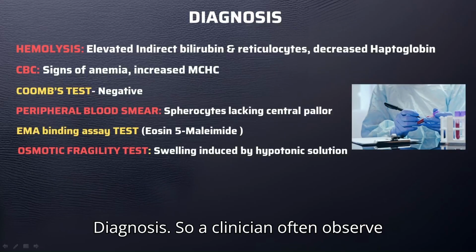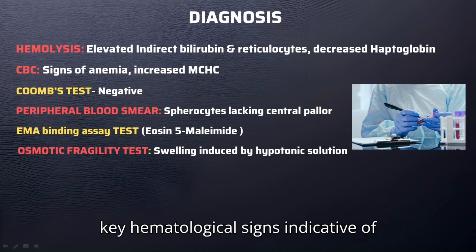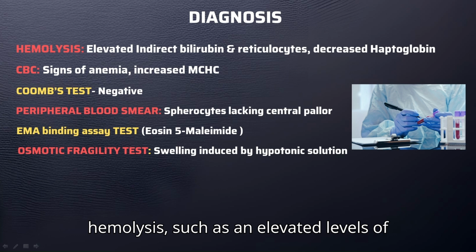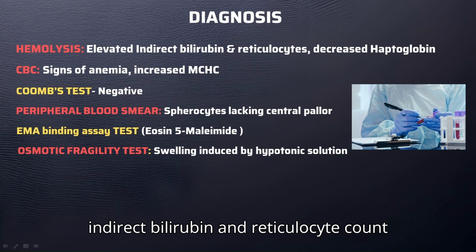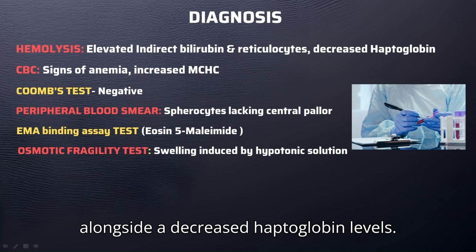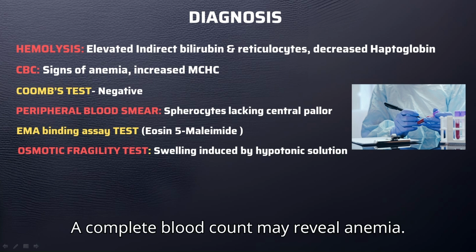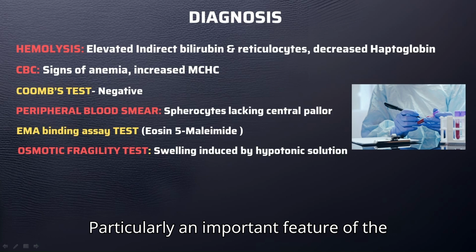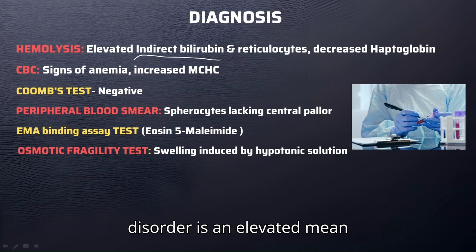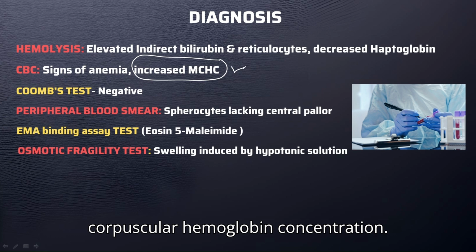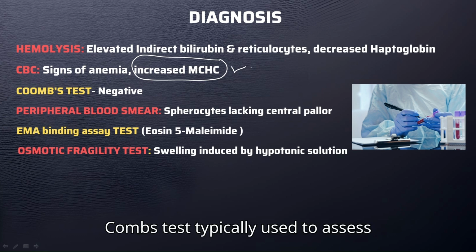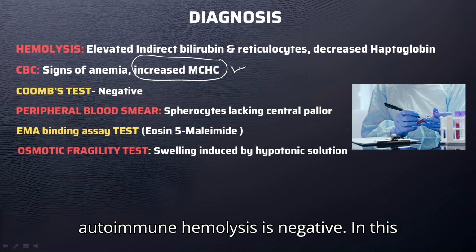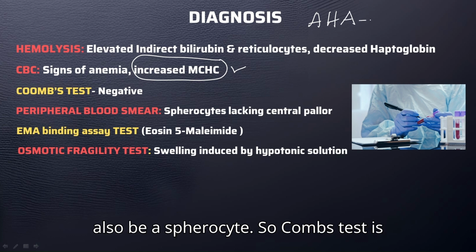Diagnosis. So a clinician often observes key hematological signs indicative of hemolysis, such as elevated levels of indirect bilirubin and reticulocyte count alongside decreased haptoglobin levels. A complete blood count may reveal anemia. Particularly, an important feature of the disorder is an elevated mean corpuscular hemoglobin concentration. Coombs test, typically used to assess autoimmune hemolysis, is negative in these cases. It's important to recall that in autoimmune hemolytic anemia, there may also be spherocytes. So Coombs test is very important.